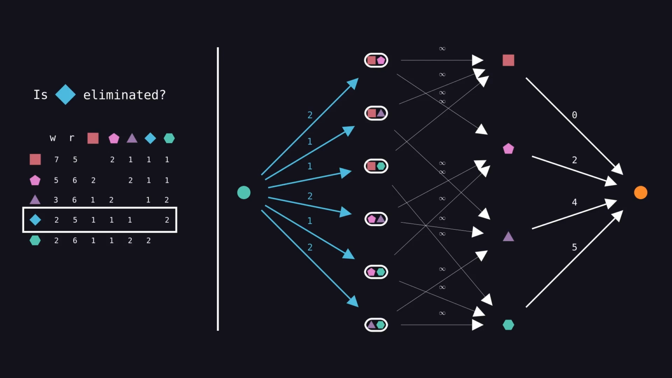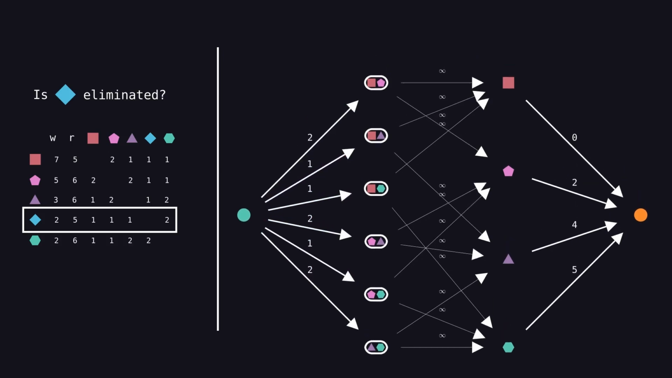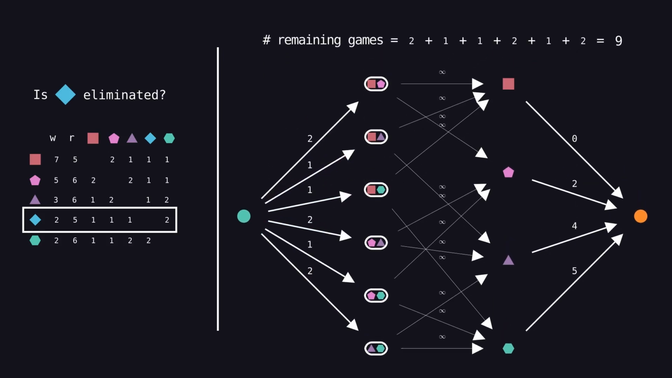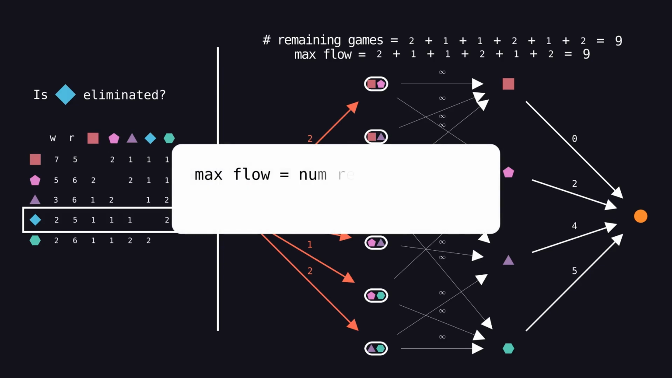If the max flow is equal to the number of remaining games, it means the flow, or wins of the other team's games, can be distributed in this network in such a way that all of the teams can, at best, tie with the team we are checking. This means our team is not eliminated, it has a chance of winning.